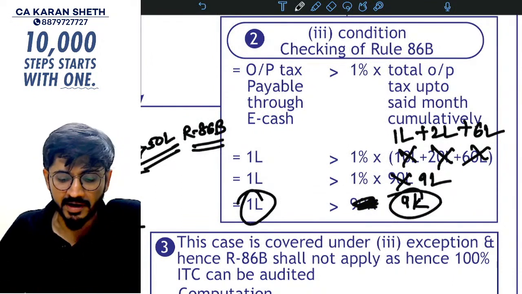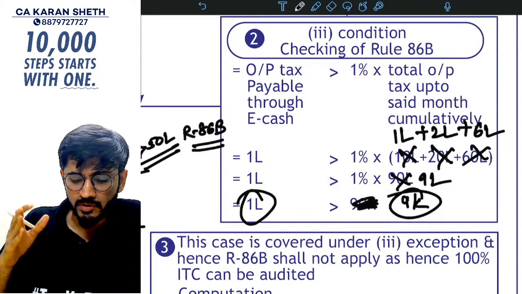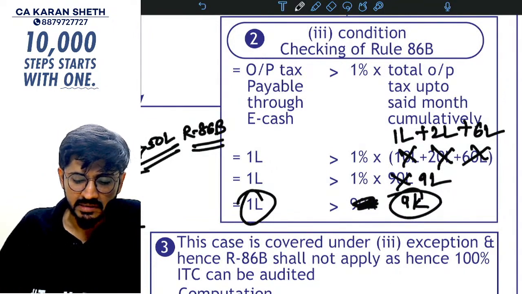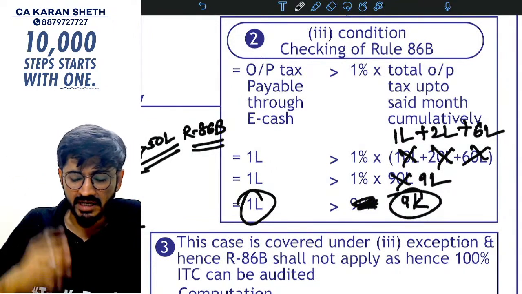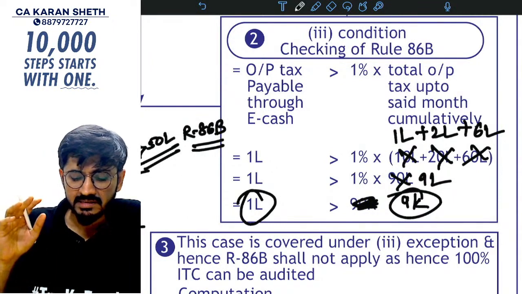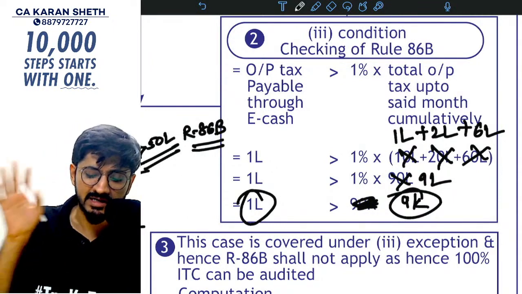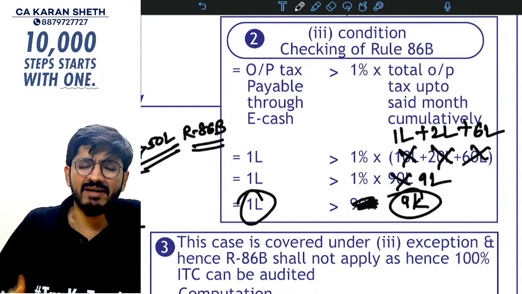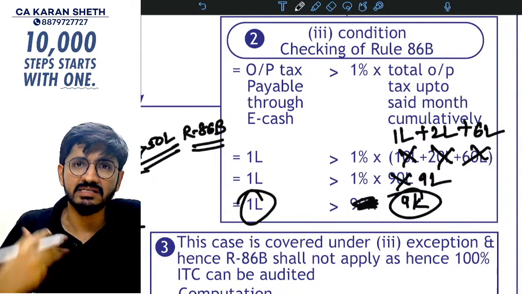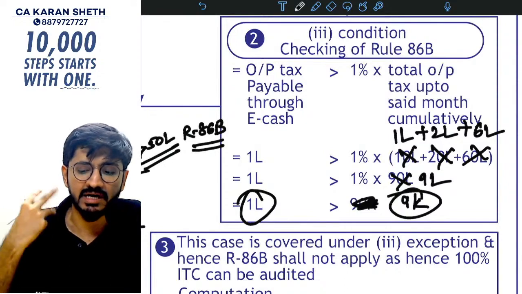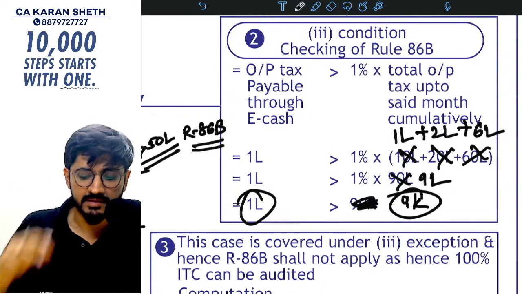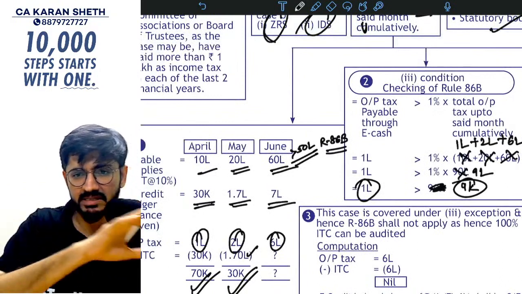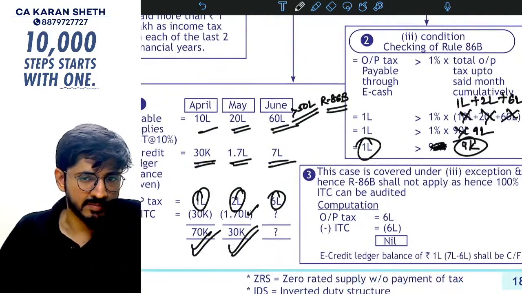Is the amount of e-cash ledger that you have paid, across these 3 months, more than 1% of the output tax cumulatively? Yes, then definitely in that case you are falling under the exception. 86B will not apply, and hence you can avail 100% ITC. Is that very clear? Yes, that's it. That's it, my dear friends.